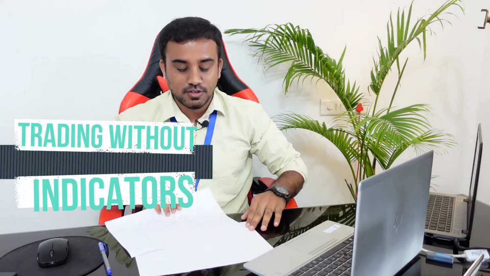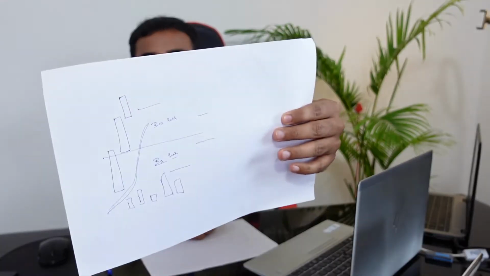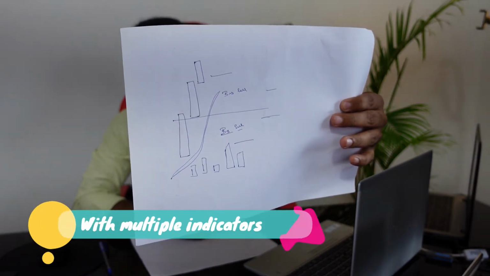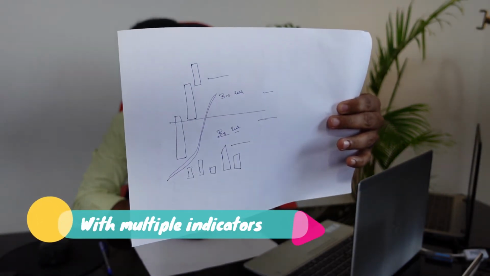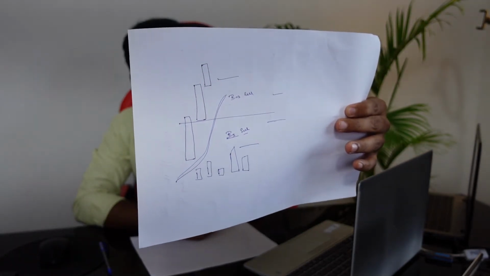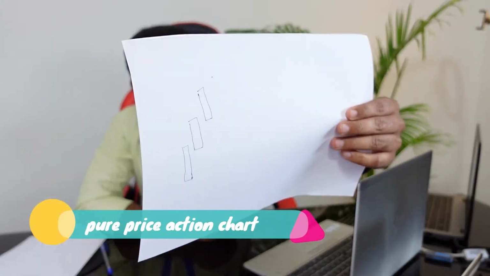I'll give an example. So this is the same three candles. You can see this, right? This is the same three candles with all sorts of indicators. There is volume, there is EMA 20, EMA 8 and pivot points, etc. And here this is the pure price action chart.